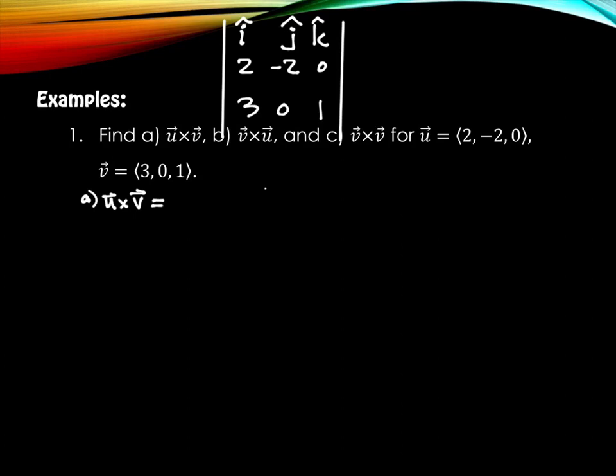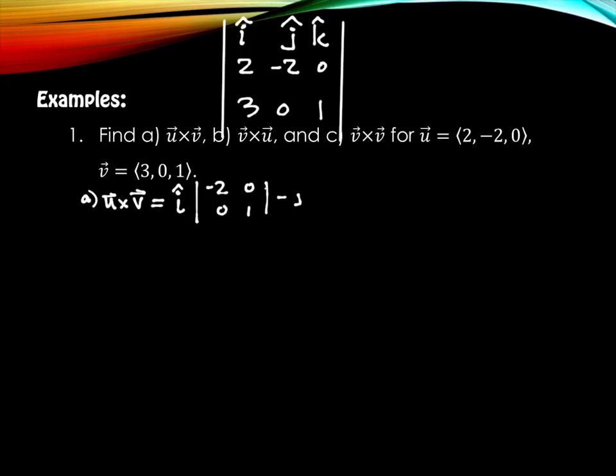So for U cross V, it will start out with having the I, right? We're going along the top row. And the IJK is always in the same order, so that's going to be a given. I want the determinant that's not in row I. So I'm looking down here, because these are the rows and columns that don't involve I. So I need to have negative 2, 0, 0, 1.